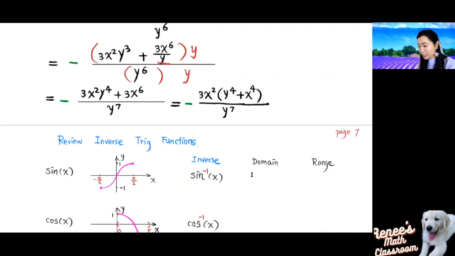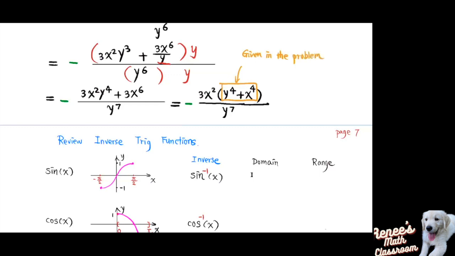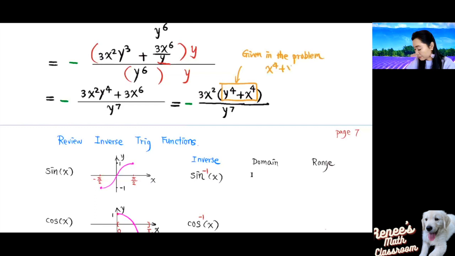Now, do you recognize this part right here? x to the 4 plus y to the 4. That was given in the problem. x to the 4 plus y to the 4 is equal to 16. So you can replace that by 16. 16 times 3 is 48. So this is negative 48 x squared over y to the 7. This is the second derivative of y.